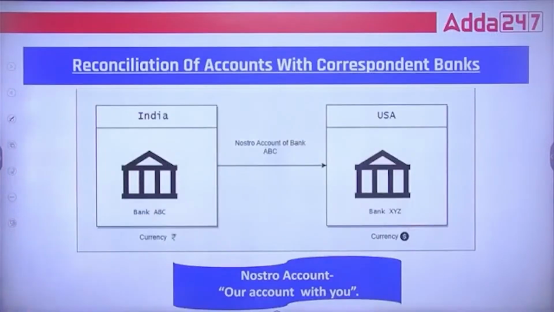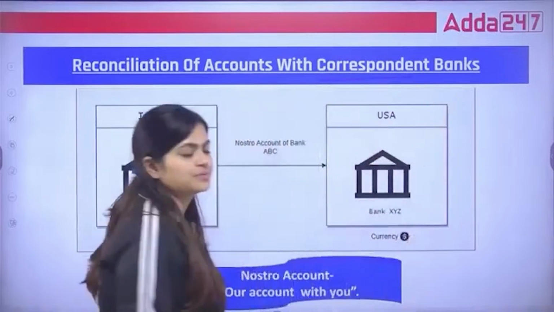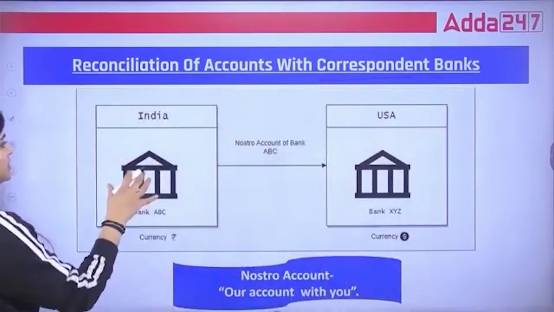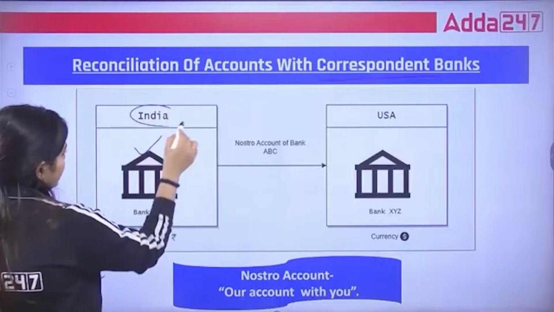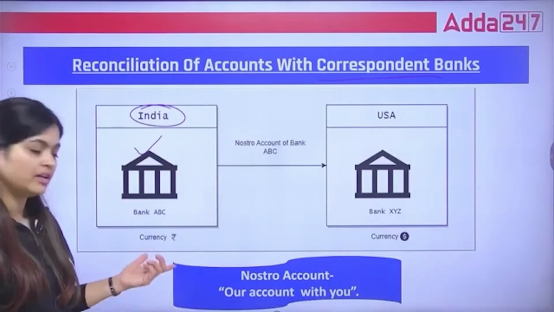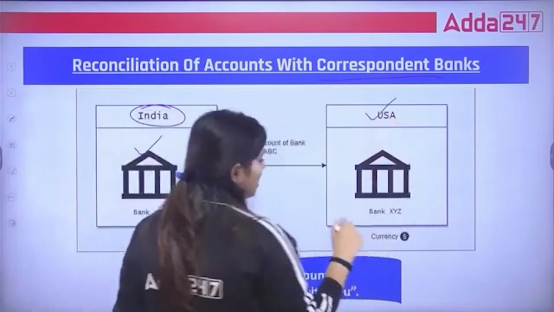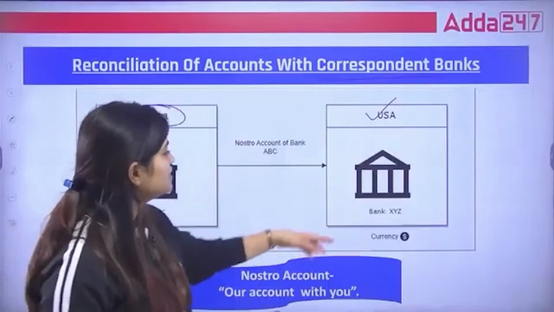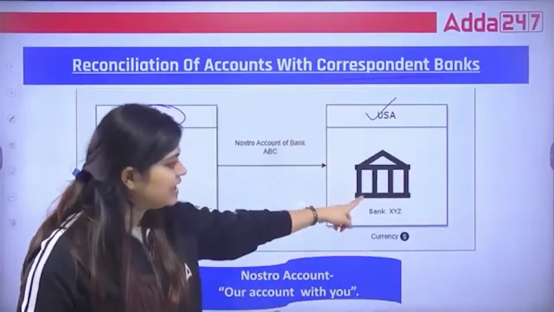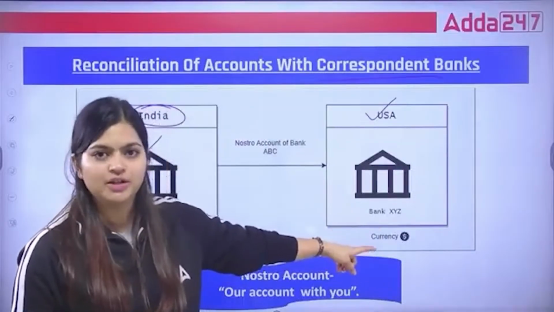The next one is the reconciliation of accounts with corresponding banks. Now you can see one bank in India, that is bank ABC. Here we are using the currency Indian rupees. Now there is one more branch of this bank in the USA, that is bank XYZ, where they are going to use the currency dollars.